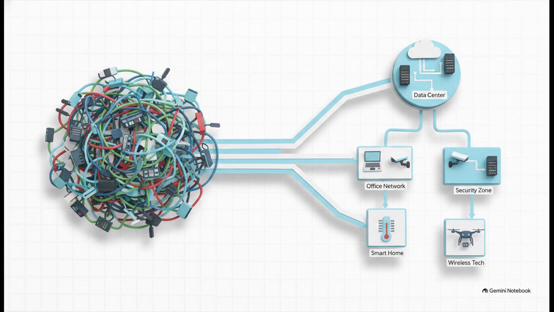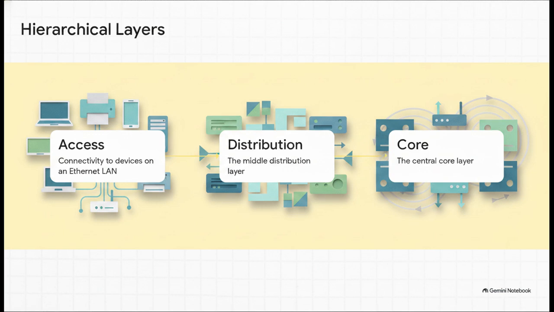And hands down, one of the most effective ways to slice up these larger networks is by implementing a hierarchical design model. Let's look at how this builds into a structured system. We separate the network into functional layers. We start right at the foundation with the access layer, which provides the direct connectivity to your devices on an Ethernet LAN. Right above that, we build out the distribution layer. And finally, the core layer sits right at the center.